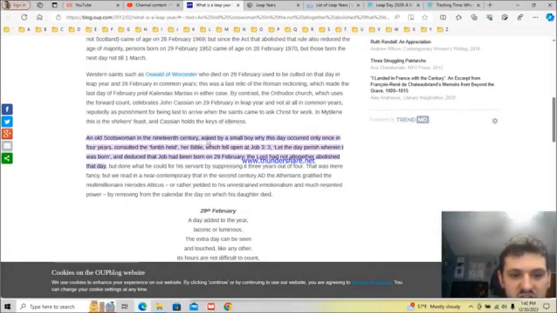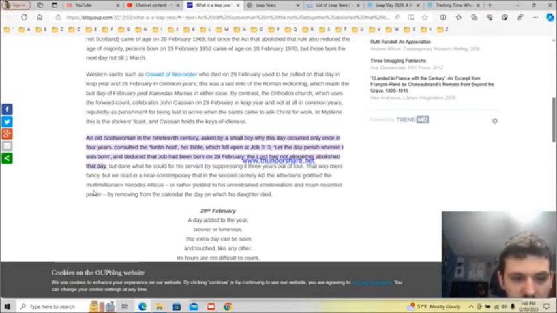And a Scotsman in the 19th century asked a small boy, born on this day, which only occurred once in 4 years, to hold her Bible, which fell open at Job 3, verse 3: let the day perish wherein I was born. Deduced in Job, they have been born on 29th of February. The Lord had altogether abolished that day, but the day was kept for his servants in the 3 years out of 4.